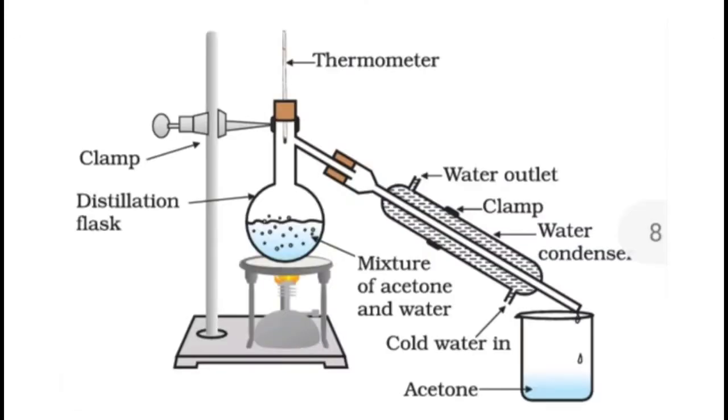This method is called distillation. It is used for the separation of components of a mixture containing two miscible liquids. Example: a mixture of acetone and water, which boil without decomposition and have sufficient difference in their boiling points. Water and acetone have two different boiling points, so we can separate the acetone. This method is known as the simple distillation method.